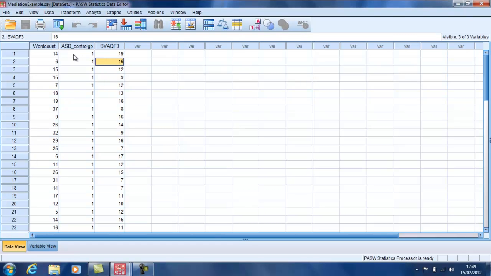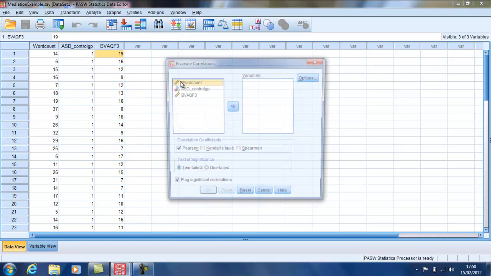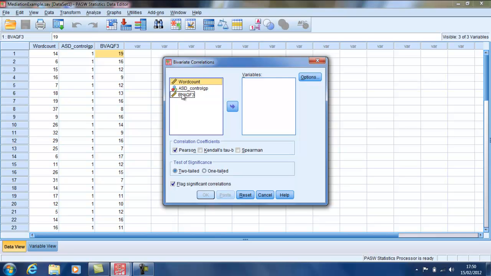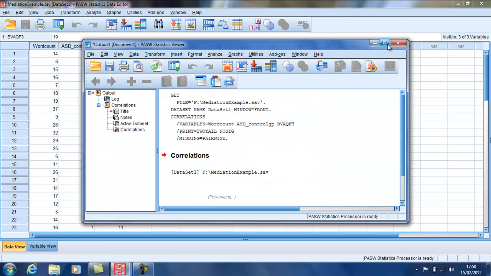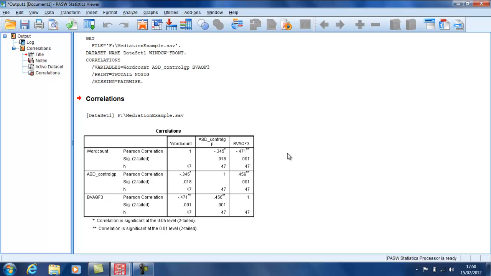I'm going to illustrate that there is a mediation process going on between these two independent variables and this dependent variable. And one of the key aspects of mediation is that all the variables should correlate pairwise. That's one of the things that we're looking for. So I'm going to do a pairwise correlation of all these variables. And I find that they are indeed all significantly correlated.